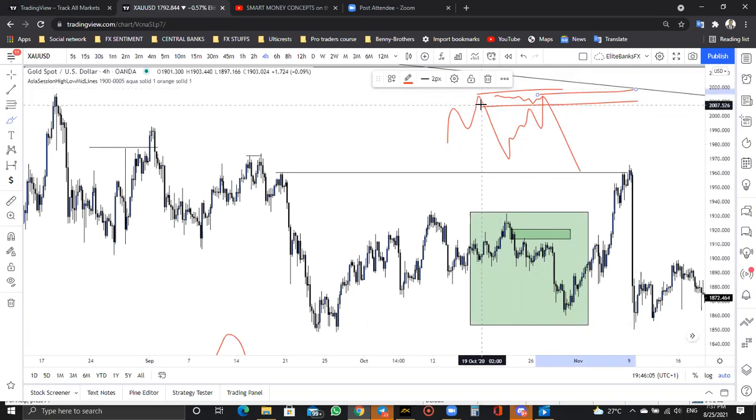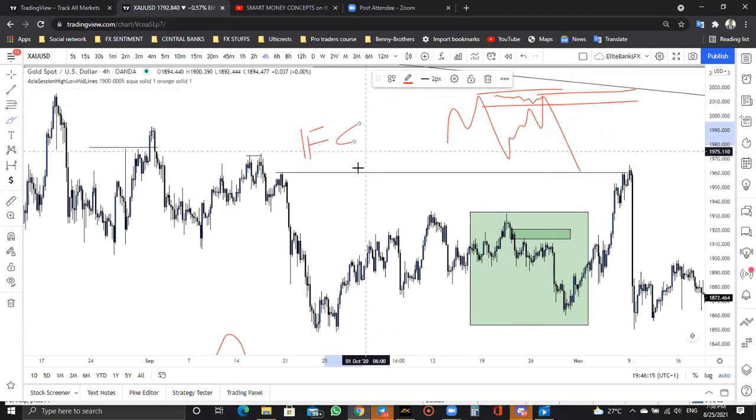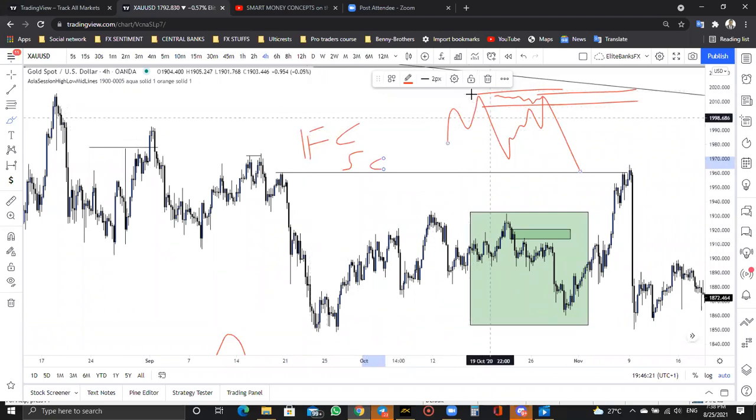Order block is a block, guys. That means for it to be a block, it's made up of two components. Number one, the IFC. Number two, the sponsor candle. The IFC is the last buy candle before this sell move.